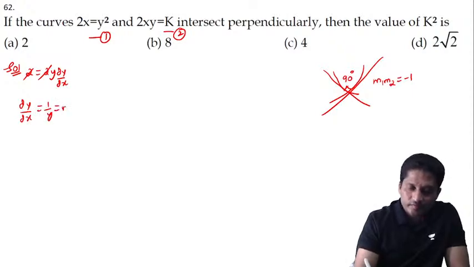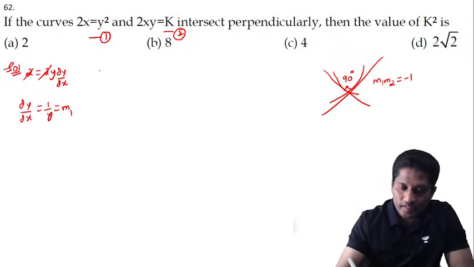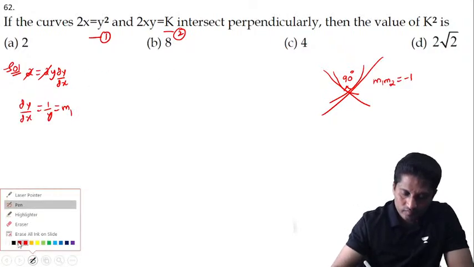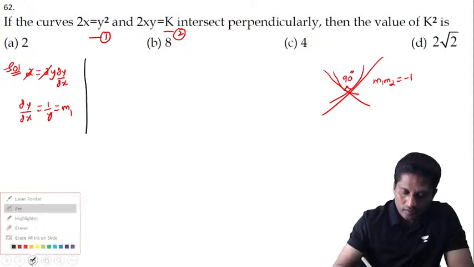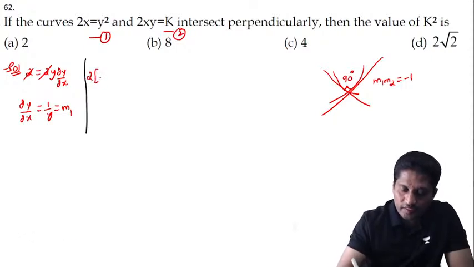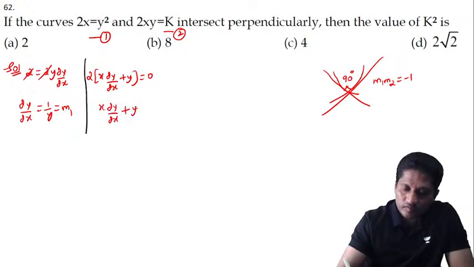This is m1. If I differentiate the second curve, first function is x, differentiation of y is dy by dx, plus second function is y, and differentiation of k is 0. x into dy by dx plus y is equal to 0. And from this, x into dy by dx is equal to minus y. dy by dx is equal to minus y by x. This is equal to m2.